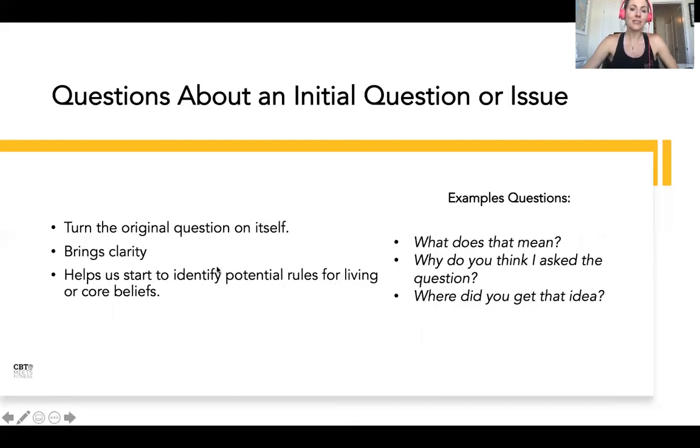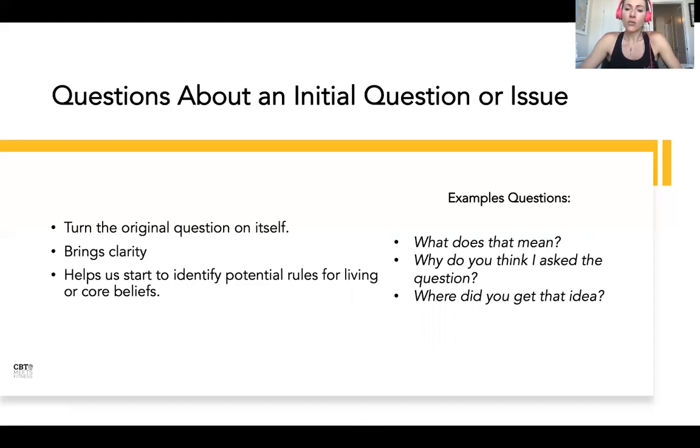The last one is questions about the initial question or issue. This one is just, you're literally turning the original question on itself. It brings a lot of clarity, and it really does help us start to identify potential rules for living or core beliefs. Sometimes what a client states is completely opposite to what they believe, and just throwing back the question can help. So, what did you mean by that? And what does this mean? They'll usually go into a little bit of detail, and you can use the downward arrow technique as well if it's not working, which we'll cover next module.